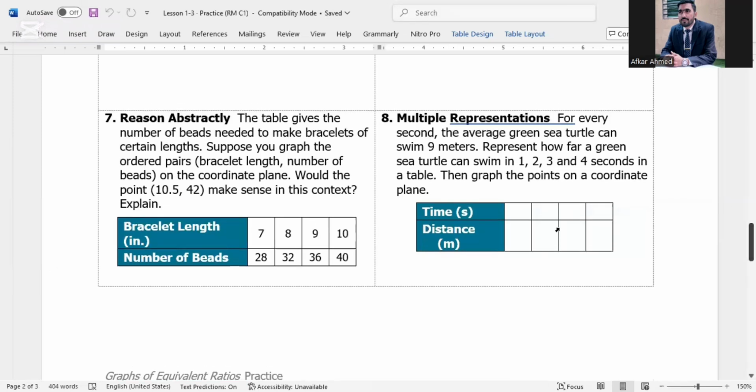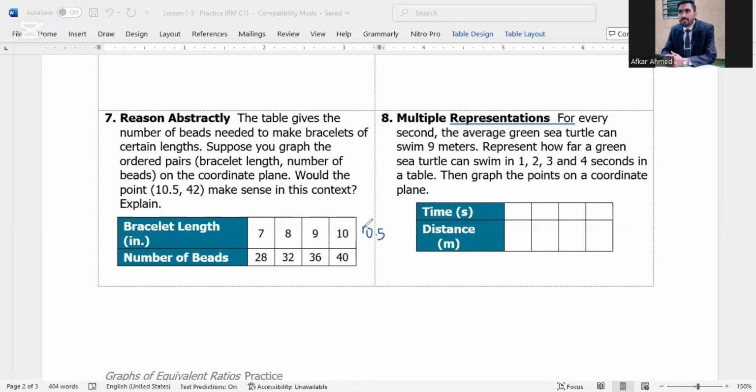Question 7: the table gives the number of beads to make the bracelet, and the bracelet length is given. He's saying that if the bracelet length is 7, you require 28 beads, and 8 times 4 is 32, 9 times 4 is 36, 10 times 4 is 40. He's asking, would the next point, 10.5, make sense in this context? So 7, 8, 9, 10, and 10.5. He's asking about the next point. What will happen if the next point is 10.5? Every time 4 beads are increasing.